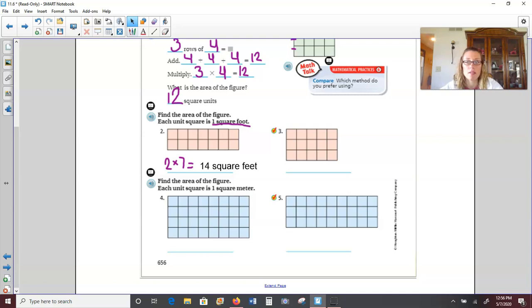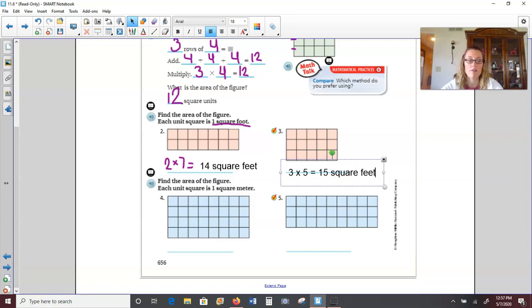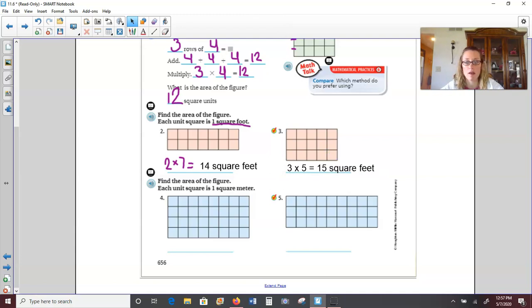How about over to number 3? Number 3, how many rows does it have? 3 rows, not 33. 3 times how many are in each row? 5. And what does that equal? 3 times 5 is, you got it, 15 square feet for our label. Don't forget to label your answer.